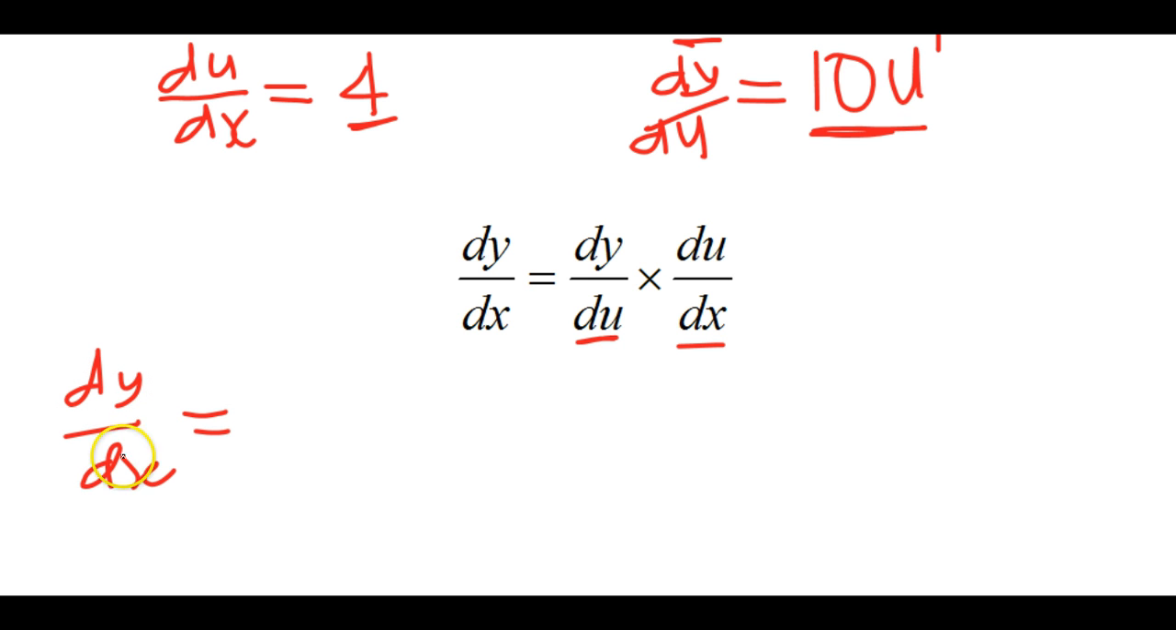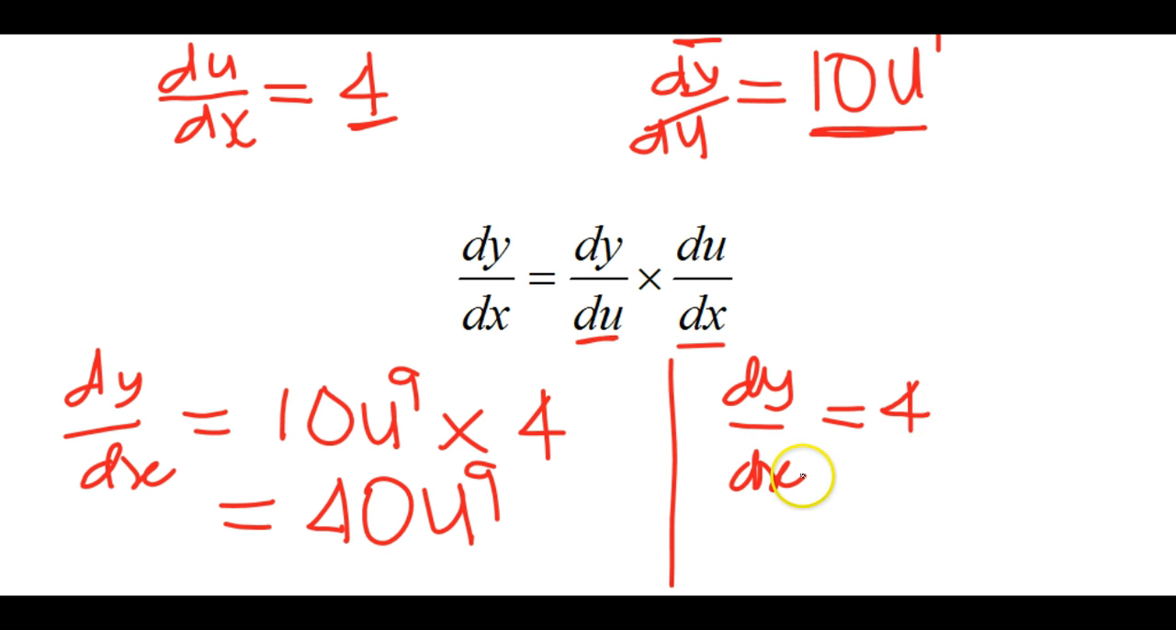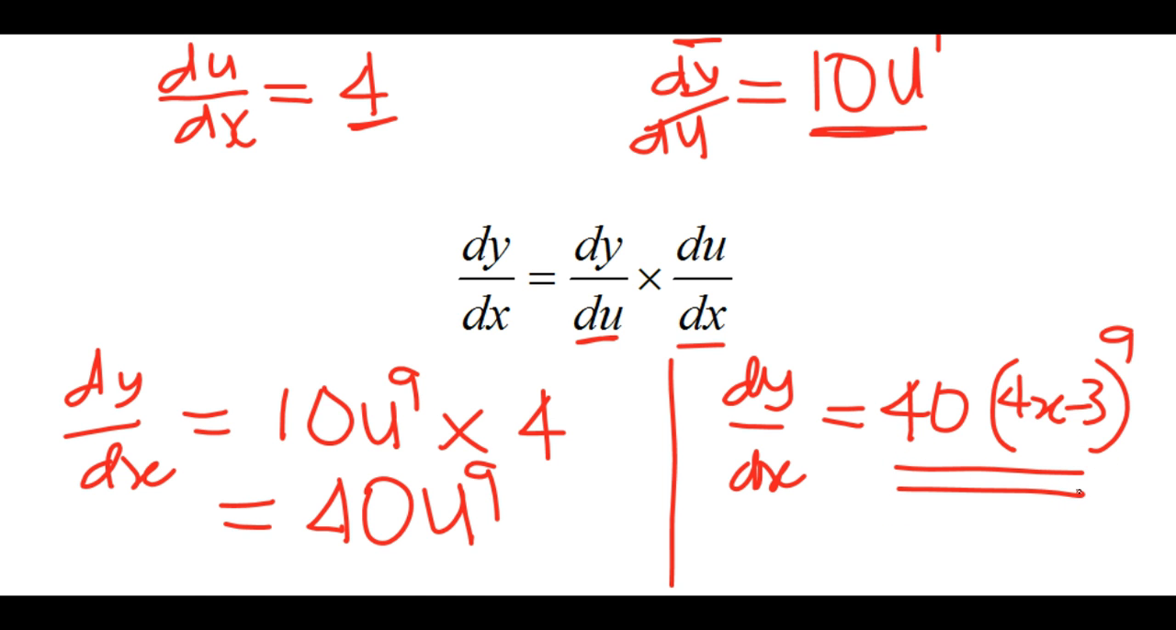dy/du, 10u to the power 9, times du/dx, which is 4. And so I can write 40u to the power 9. But what is my u from the onset? dy/dx now will be equal to 40 into bracket, where we replace u as 4x minus 3, and then to the power 9 here, we put the power 9 at the top there. And so this will be the differential of the function given.